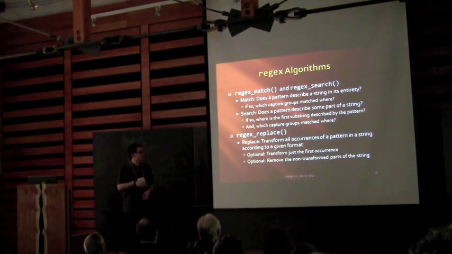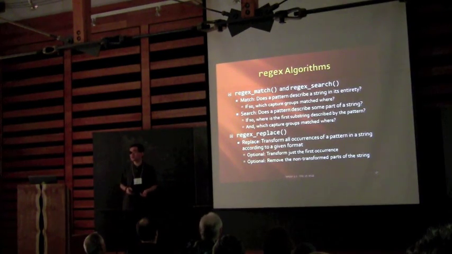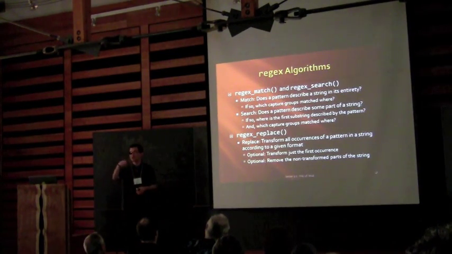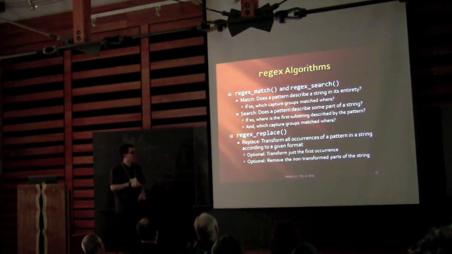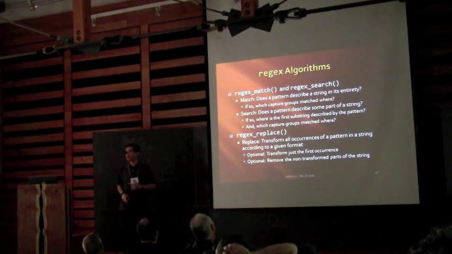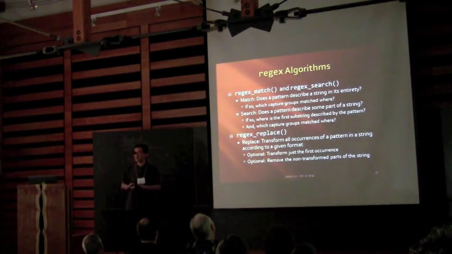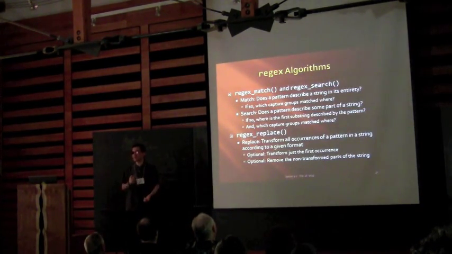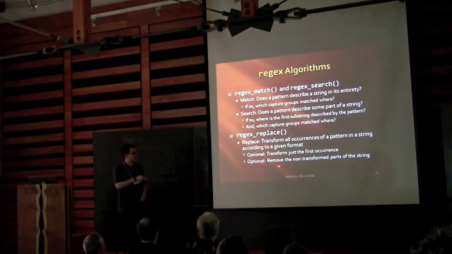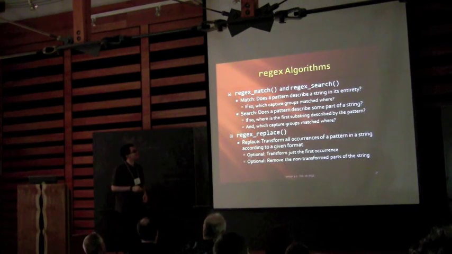You have a couple optional things. By default, it does what it said, like slash stuff slash stuff slash g for global. But if you really only want that first occurrence transformed, there's a flag for that. And you can also drop all the parts of the string that didn't match the regex, but by default they're carried over. So you can say, I just want this whole string, but with every meow replaced with a purr. If you only want the meows replaced with purrs, then you've got a flag to do that.